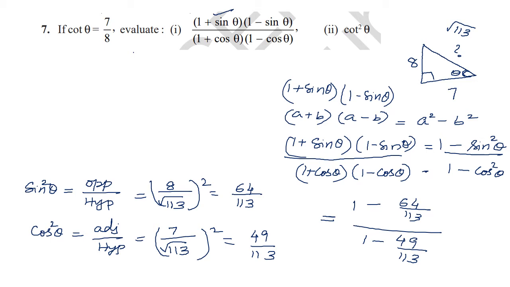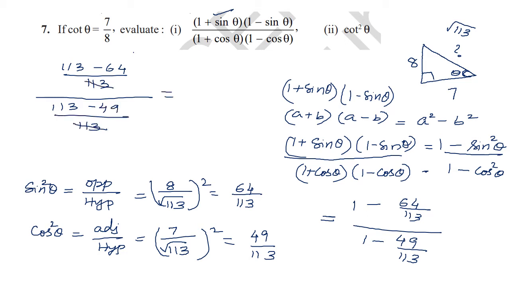What will be the numerator? Take the LCM. What will be the LCM? Yeah, you can do cross multiplication. (113 minus 64) by 113, whole divided by (113 minus 49) by 113. Now these two 113 will get cancelled. So what do you get? 113 minus 64 is how much? 49. By 113 minus 49 is 64. 49 by 64. So you get the answer as 49 by 64. Have you got it?